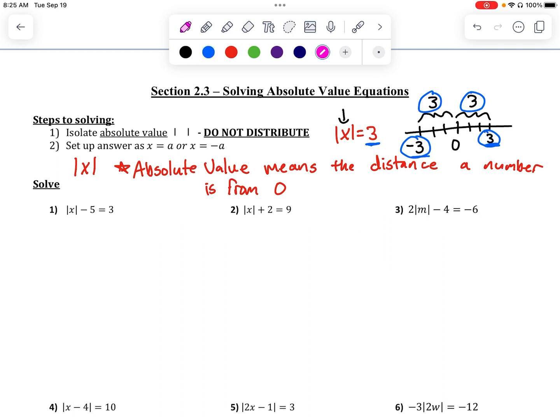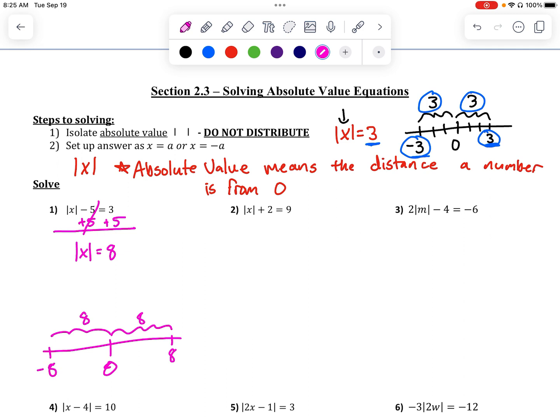So if I wanted to get this absolute value of x by itself, I'm first going to move that 5. So I have absolute value of x equals 8. If I look on a number line from 0, if I go 8 units to the right, I hit positive 8. And if I go 8 units to the left, I hit negative 8. So we've got two solutions. x is going to be positive 8, and x is also negative 8, because both of those are a distance of 8 from 0.